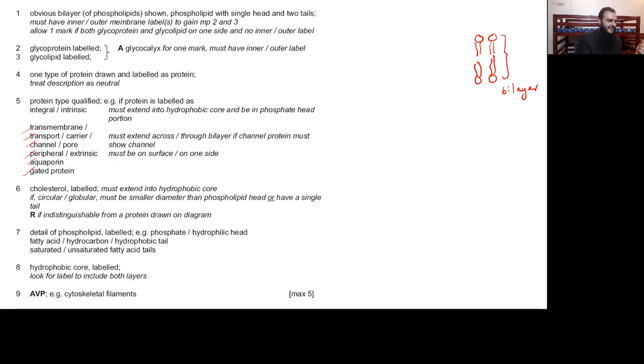And then number 6, you can see cholesterol labeled. And then look at point number 7. You already got the mark for phospholipid, but marking point number 7 is for you to tell which part is hydrophilic and which part is hydrophobic. By the way, a hydrophilic part has a separate mark, a hydrophobic core has a separate mark. And then they've also given a mark for cytoskeleton, which your specification does not require. If you are able to manage any 5 of these points, you will be able to score the marks.